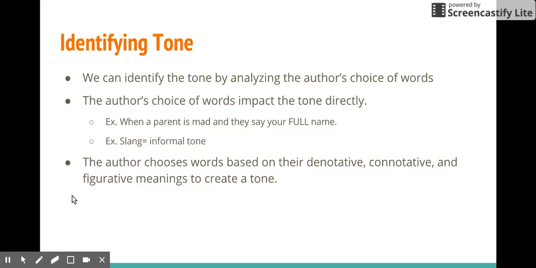A couple of weeks ago, we talked about denotation, connotation, and figurative meanings. Authors can use those meanings to create a tone. So they can choose words based on those meanings to create a tone. Now remember, denotation is the dictionary definition. Connotation is the emotion that's attached to the word. And figurative means that there's a deeper meaning. Okay? So authors can choose words based on those meanings to create the tone of their voice.